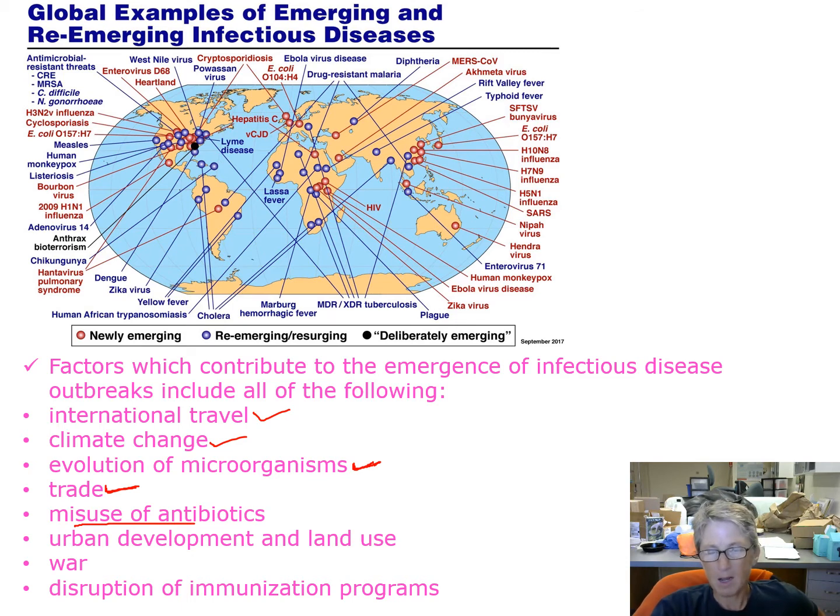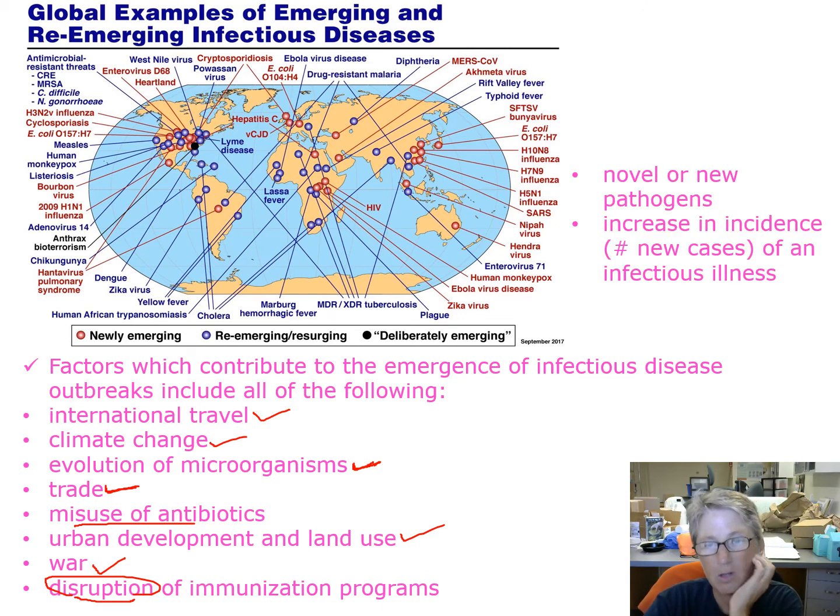Urban development and land use. More national parks. A war. Gosh, with war comes terrible circumstances for so many people living in, say, refugee camps. Infectious diseases spread like wildfire in those camps. And then when people like Dr. Jenny McCarthy, she's not a doctor, I'm just kidding, disrupt immunization programs. So, you know, you've got to get immunized.